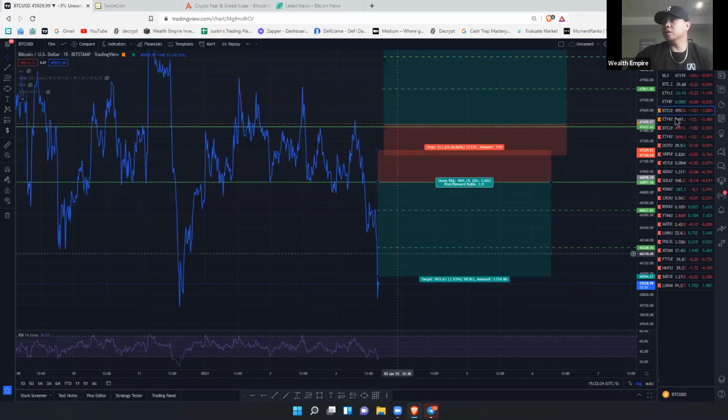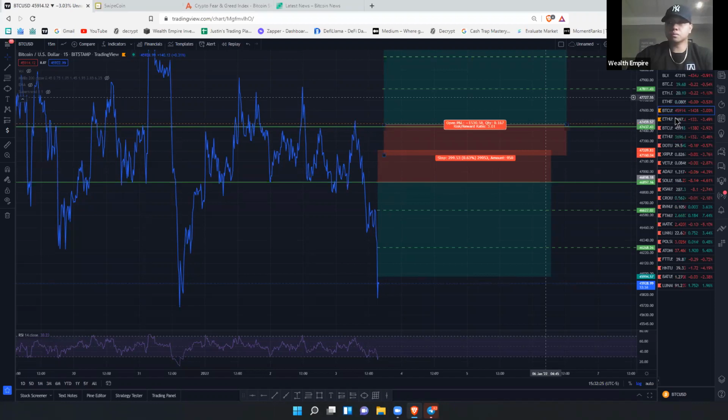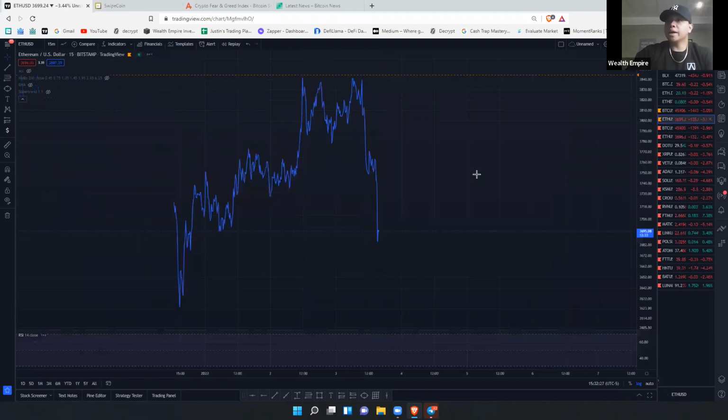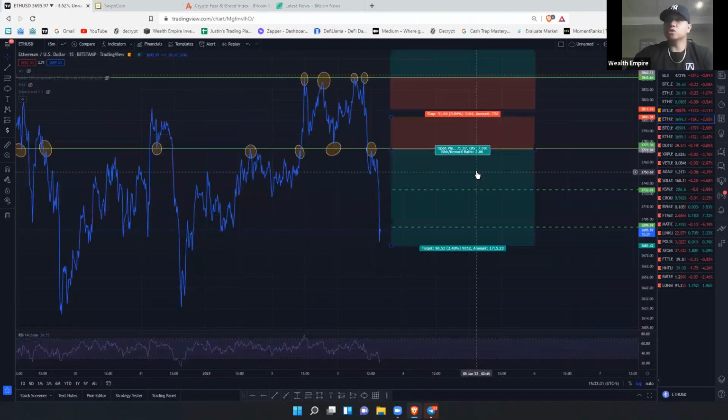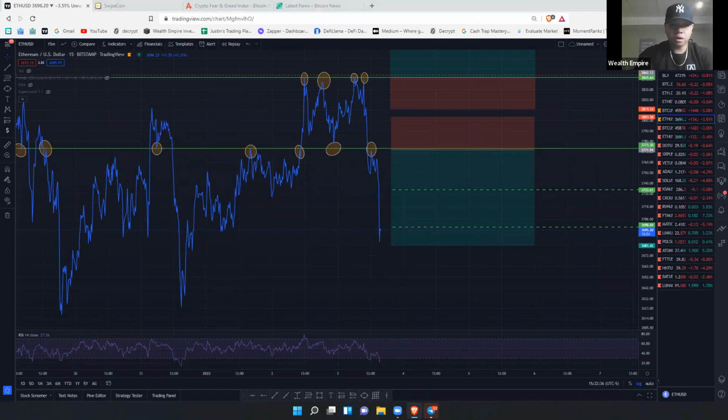Now, let me go back to my Ethereum chart right here. When I do my TPs, or my targets, always remember you want to have a risk to reward, so R and R, of minimum 1 to 3. Bare minimum is 1 to 1, so you risk $1 to make $1. But I like to look at 1 to 3 risk to reward.